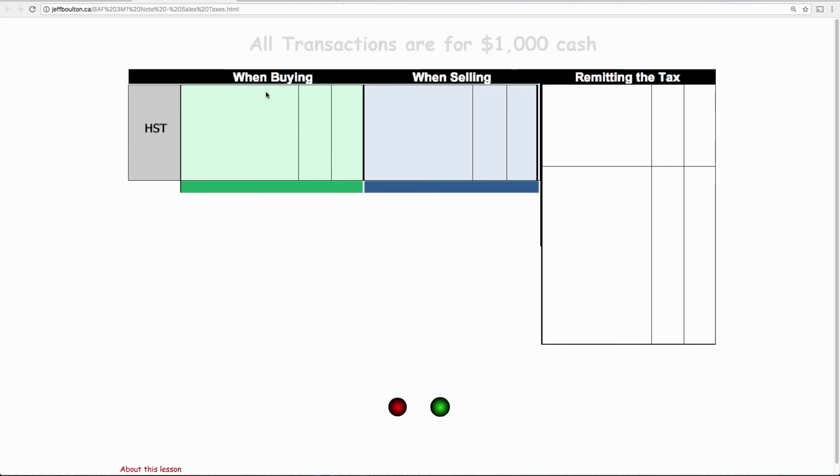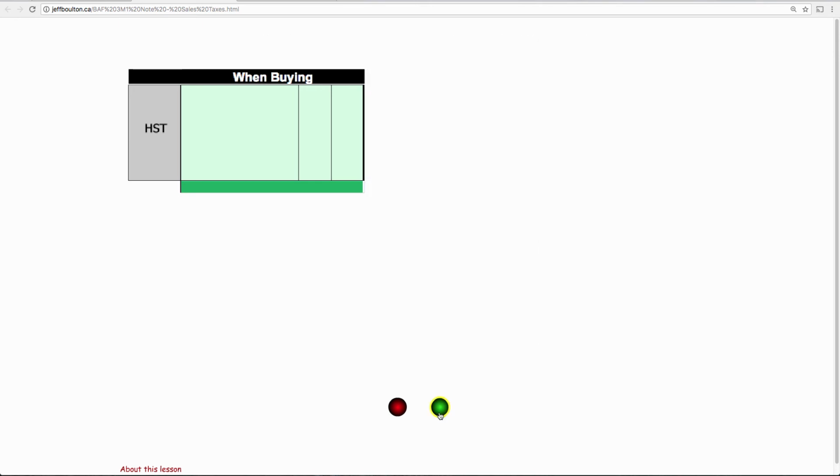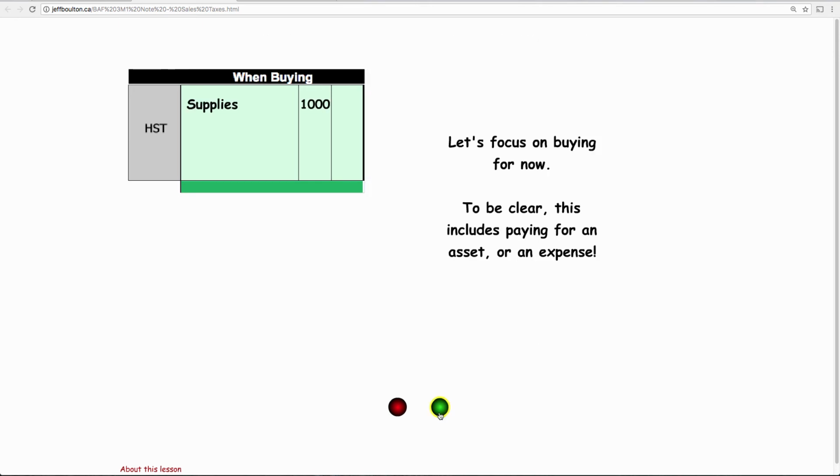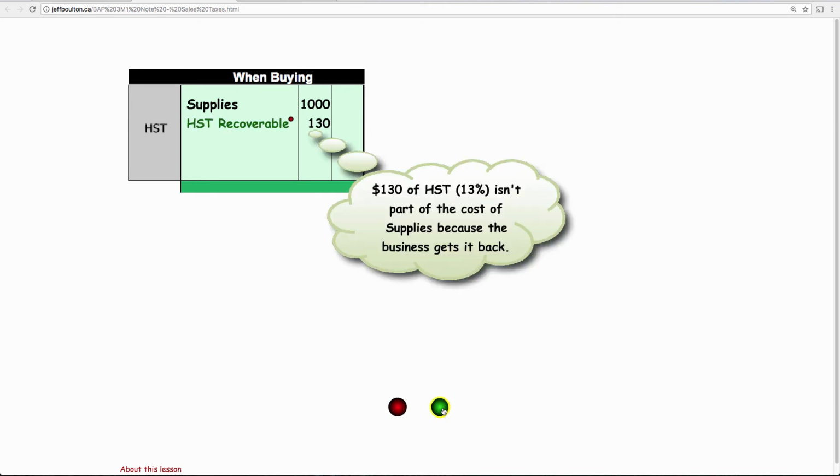So all of these examples will assume we have a transaction for $1,000 cash. Got it? Let's focus just on buying. So let's say we buy $1,000 of supplies with cash. So the cost of the supplies is $1,000, right? However, we're going to pay more than that, but the cost of the supplies is only $1,000 because we're going to get this HST back.